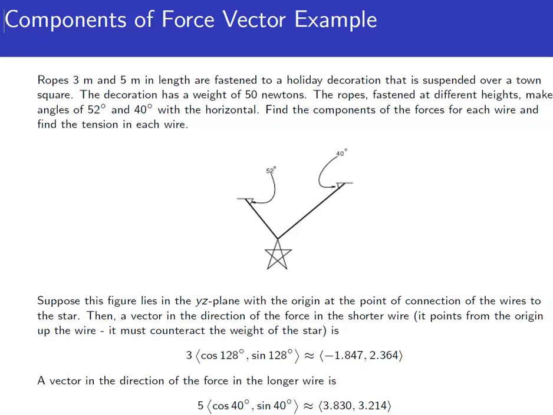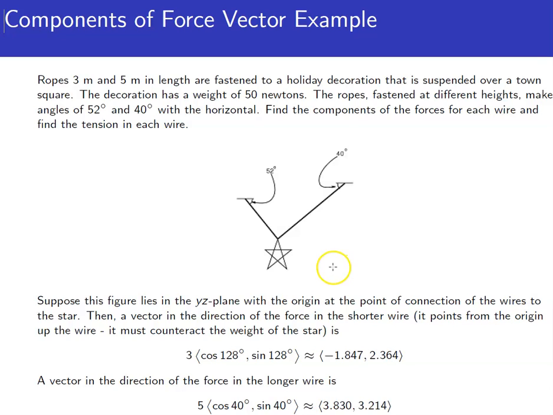This one asks us to find the components of the forces for each wire, and then find the tension in each wire. Alright, so the first thing, let's just assume that we've got this in a two-dimensional plane. Let's say it's the YZ plane, just by the way this is pictured. You can imagine it being in the XY plane. It really does not matter. We're just going to make it in the plane.